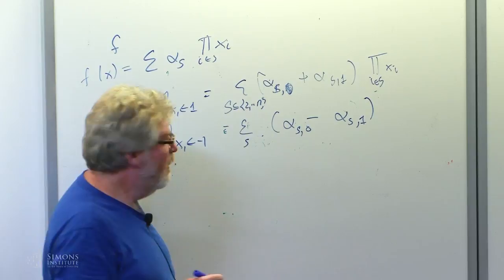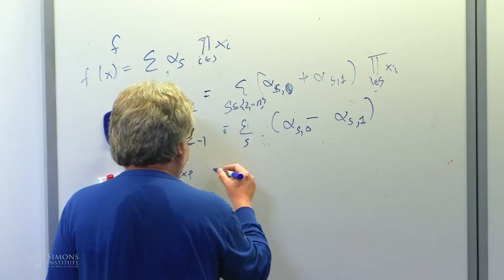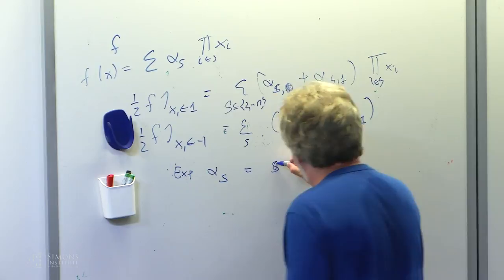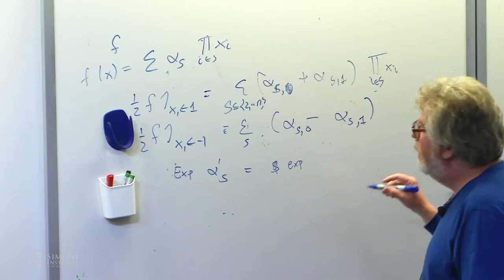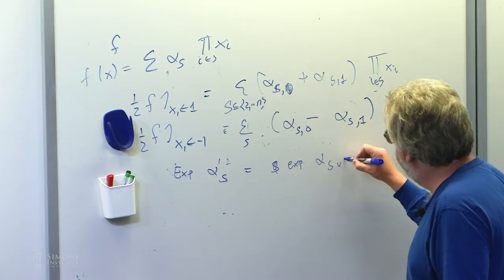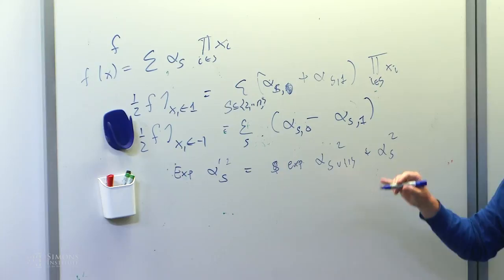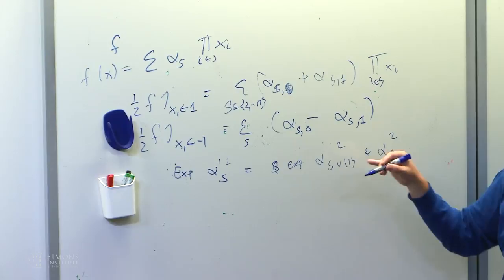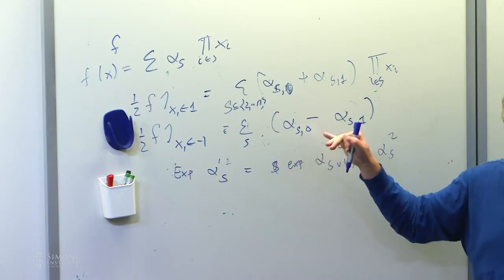So that means the expectation of alpha prime of s, when we do the squared, is alpha of s union 1 squared plus alpha of s squared. So these two just sort of move over in expectation to this one. So things just move down proportionally. The mass doesn't really change. The length of the vector doesn't really change. It just moves over.